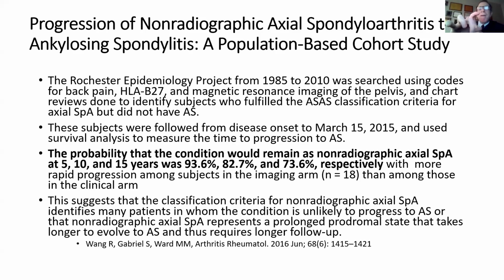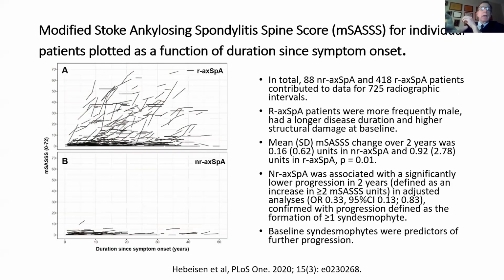That the condition would remain as non-radiographic was 93.6% at 5 years, 82.7% at 10, and 73.6% at 15 years. So a very large proportion of these patients with non-radiographic axial SpA actually, even over time, remain thus.